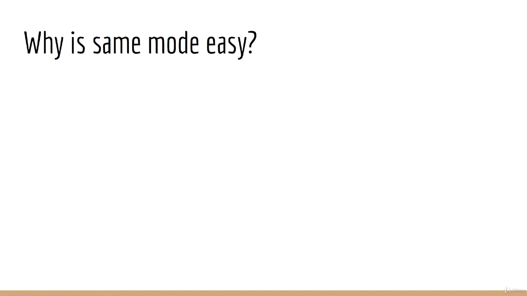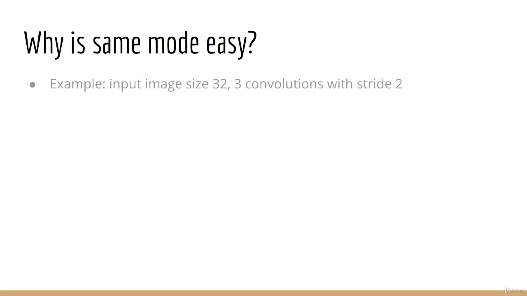The reason I mention this is because it's a natural question to ask. Why not use same mode so that it's easy to compute the size of the image after each convolution? If we do that, then let's say we have an input image of size 32 that goes through 3 convolutions with a stride of 2. After the first convolution, the image shrinks down to 16. After the second convolution, it shrinks down to 8. And after the third convolution, it shrinks down to 4.